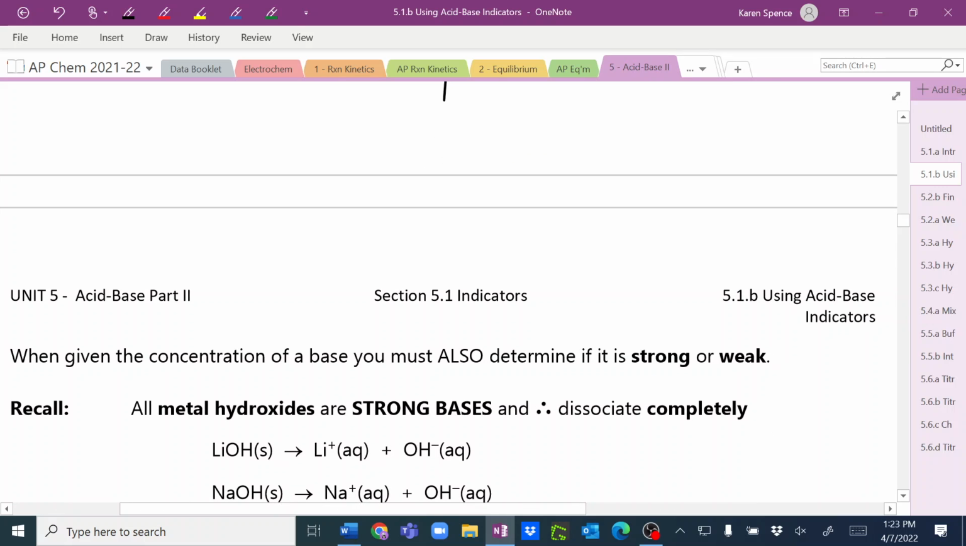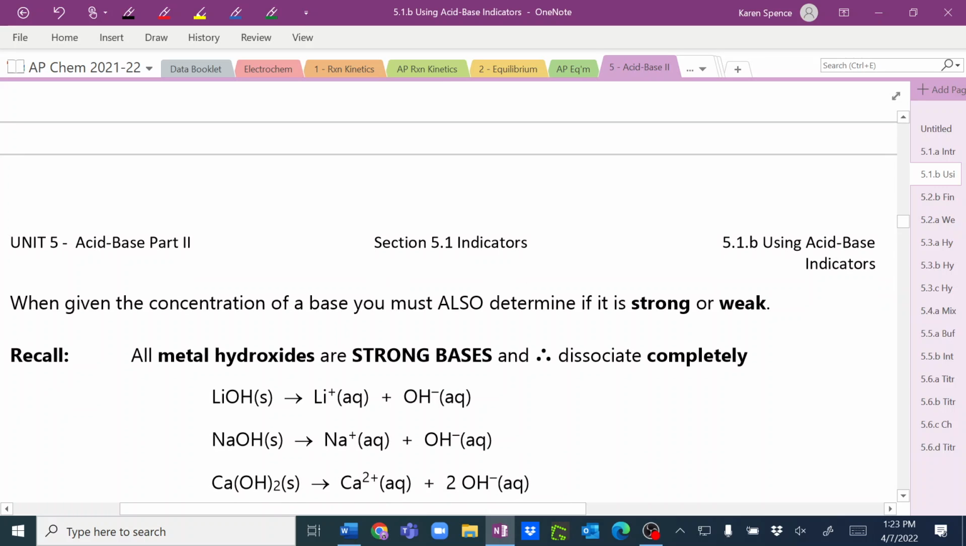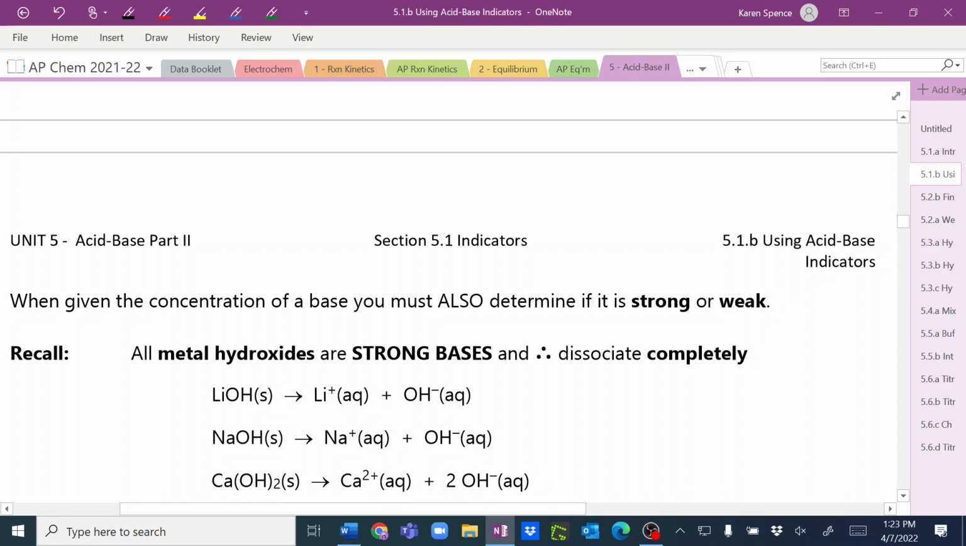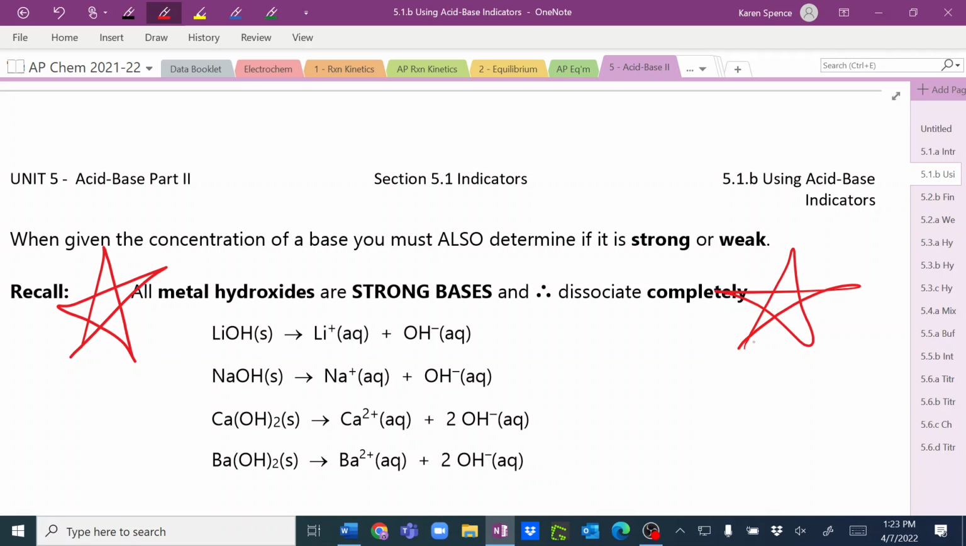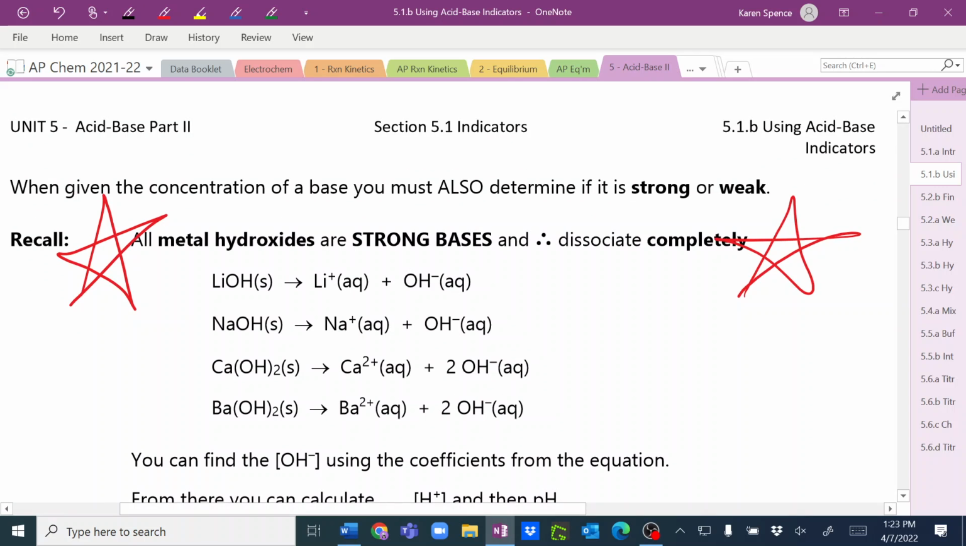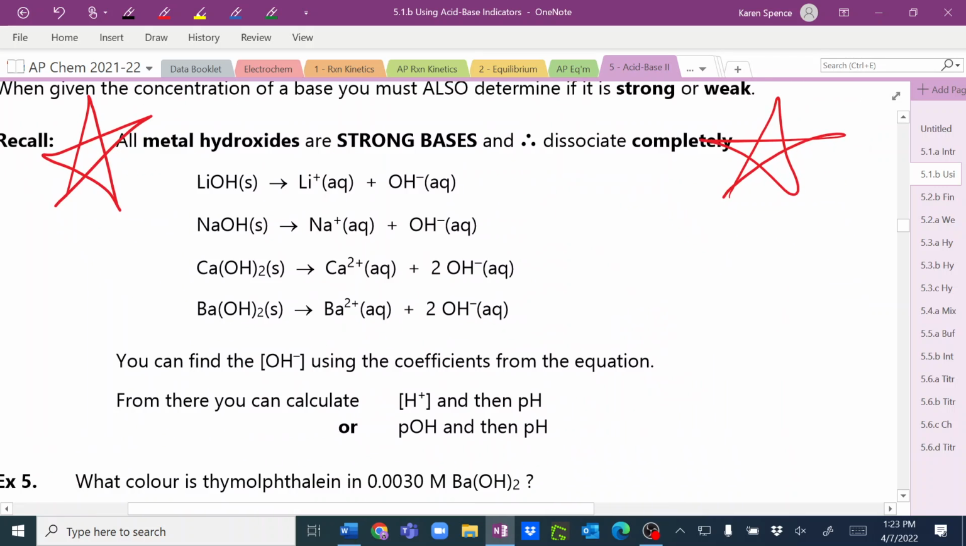When given the concentration of a base, you must also determine if it is strong or weak. Remember, all metal hydroxides are strong bases. I'm going to put a big star beside that because people tend to forget it. I don't know why. Because in grade 11, when I say base, you're like, hydroxide. Yeah, but then we get into this stuff and we kind of forget. And they dissociate in whatever ratio they dissociate in, 1 to 1, 1 to 2, et cetera. You can find the coefficients from the coefficients.